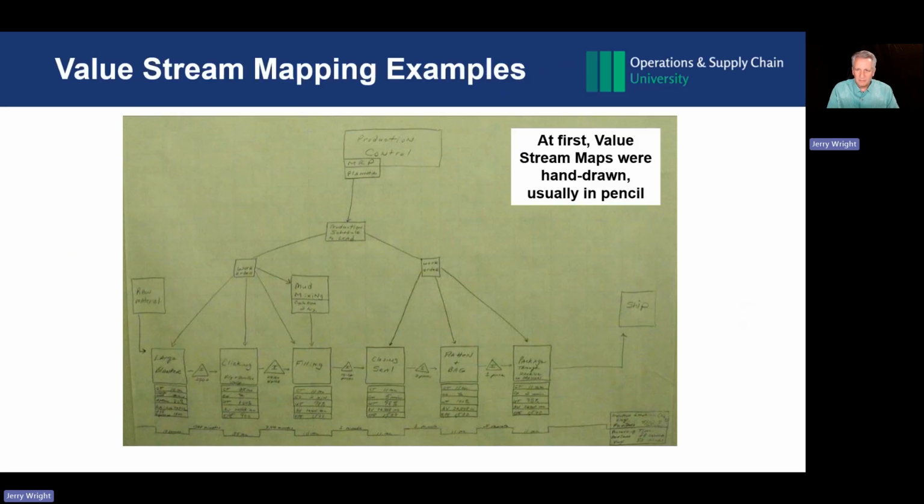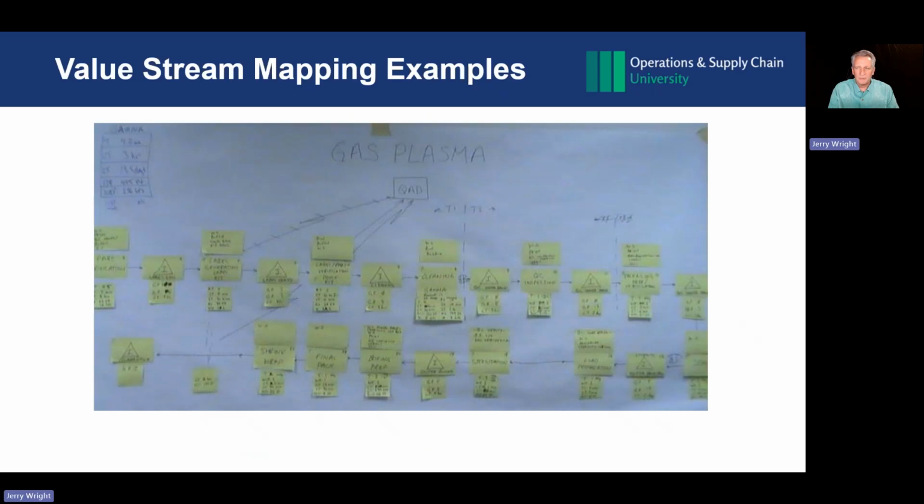At first, based on Learning to See, value stream maps were hand-drawn, usually in pencil. This is one that I remember doing in about 2008. So again, hand-drawn in pencil. But the reality is that gets to be kind of tough. Finding big sheets of paper and getting the pencils out is tough. So people started moving quickly to Post-it notes. This is one that was done around 2010, done with Post-it notes on butcher paper.